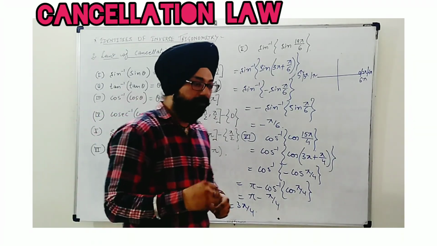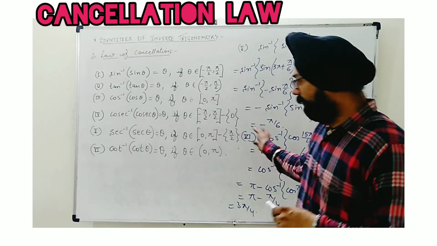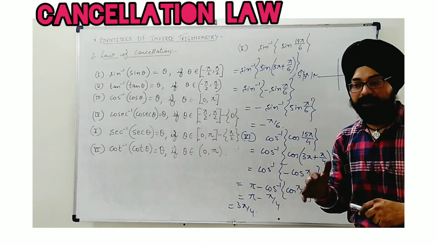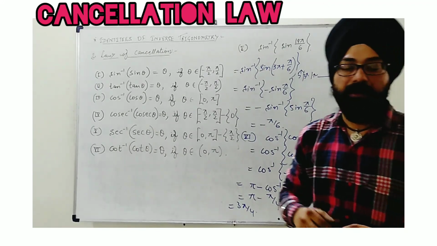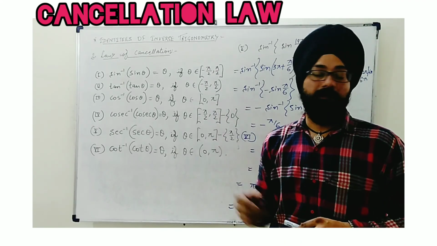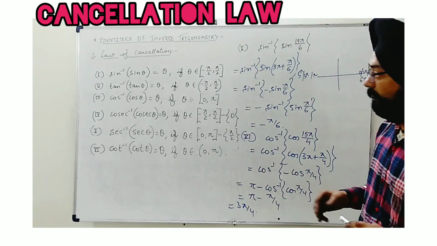So this way, whenever an angle is given beyond 360 degree, we can apply the cancellation law, we can use the allied angle concept. And repeatedly I am saying, if you want to be perfect in inverse trigonometry, then you have to take a thorough revision of normal trigonometry first. I hope you have understood the concept. Thank you.